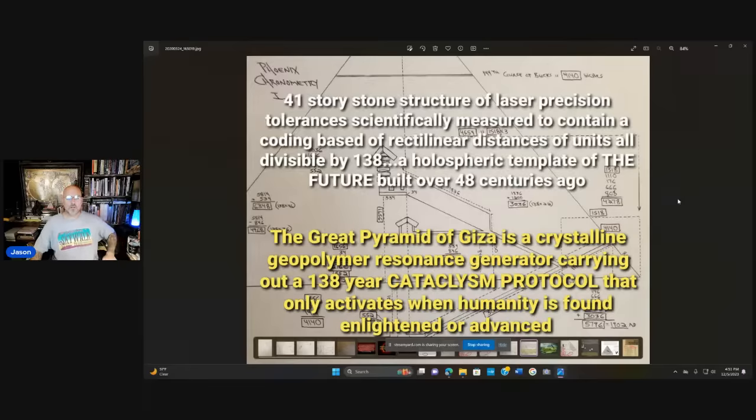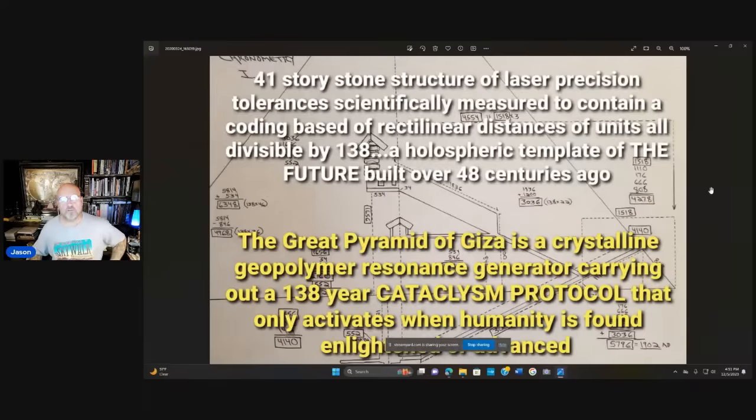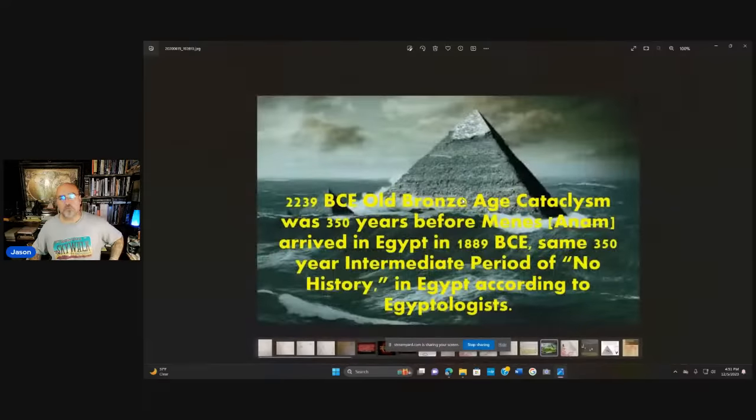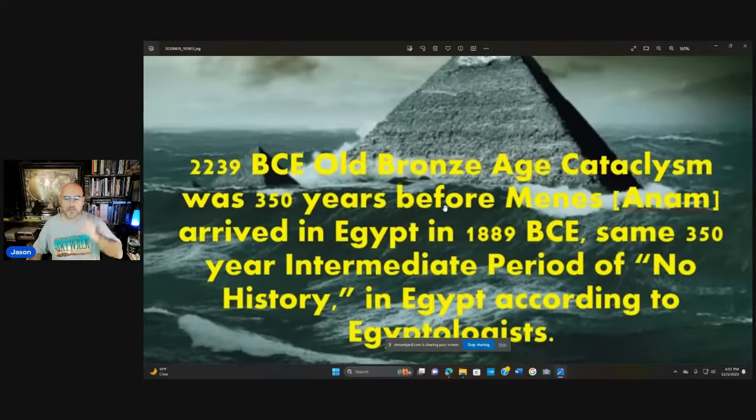So, the Great Pyramid of Giza is a crystalline geopolymer resonance generator carrying out a 138-year cataclysm protocol that only activates when humanity is found enlightened or advanced. Now, I wrote this a long time ago. I still kind of lean that way and believe it. I've made more discoveries about it, but the Great Pyramid is highly discriminating.